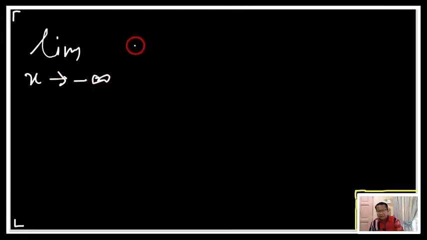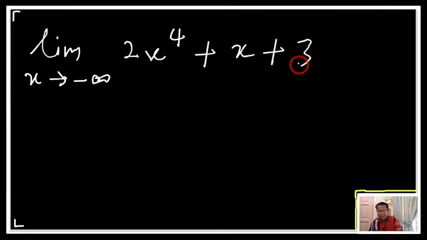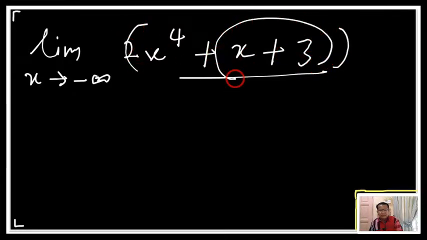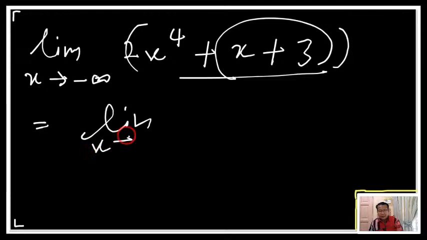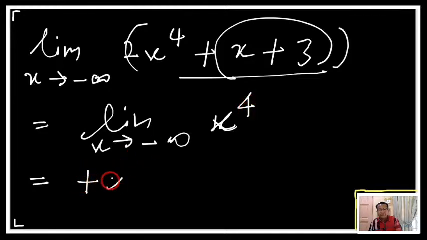For example, if you have limit as x approaches minus infinity of x power 4 plus x plus 3. So this one you ignore. This part you ignore. You also ignore 2. So this one is actually the limit as x approaches minus infinity of x power 4. So the answer is negative even power, you get positive infinity.